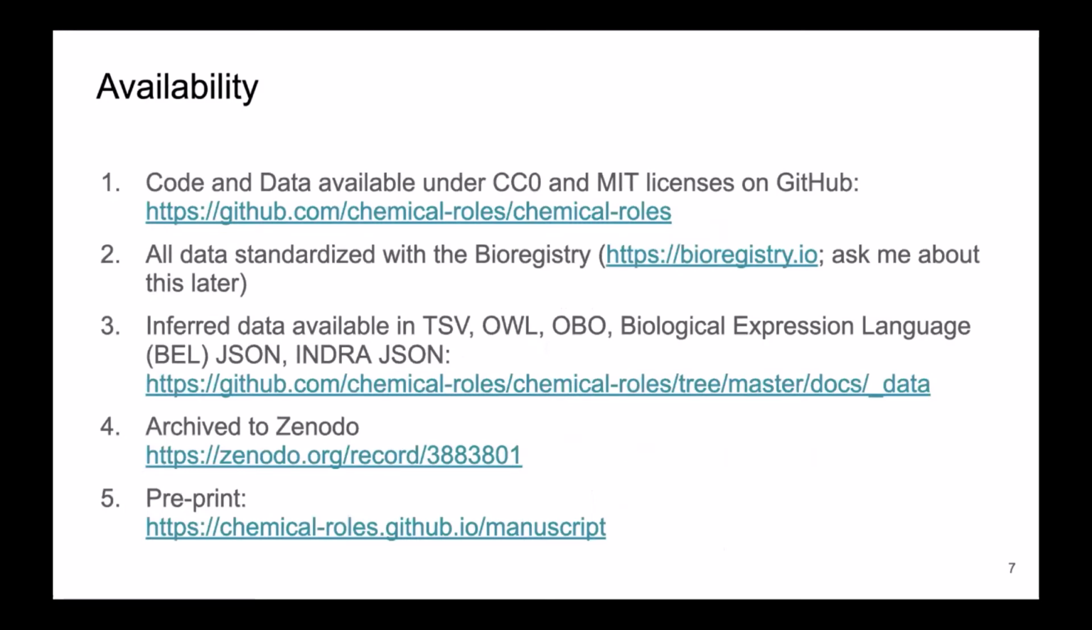The important thing about all of this is that the code and the data are available for everybody. There's no messing around with stuff being closed. You can add a row to the TSV and have GitHub Actions regenerate all of the artifacts. All the data is standardized with the Bioregistry, using a very principled approach to making sure that prefixes and identifiers are standardized. It automatically creates all sorts of exports in OBO, OWL, BEL, and for INDRA. And then it gets auto-archived to Zenodo. So there's a lot of reusability when it comes to this.